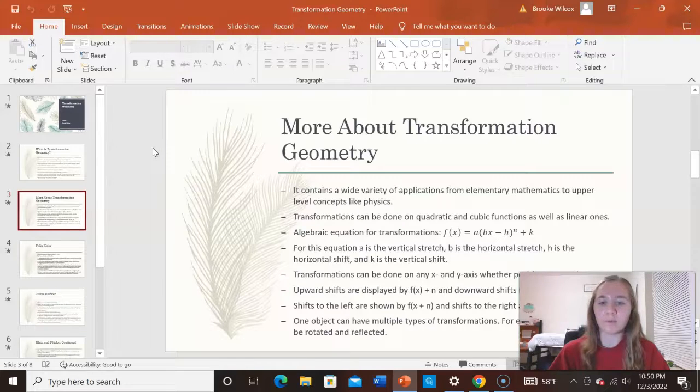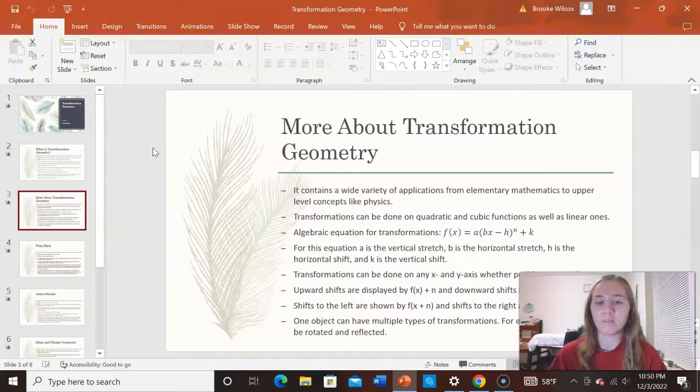Upward shifts are displayed by f of x plus n, and downward shifts by f of x minus n with x in parentheses by itself. Shifts to the left are shown by f of x plus n with x plus n in parentheses, and shifts to the right are written as f of x minus n with x minus n in parentheses.